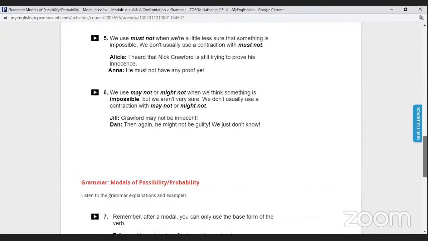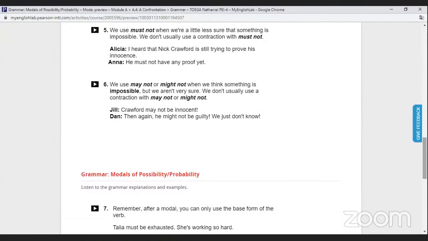Exactly. Yes. Number six, we use may not or might not when we think something is impossible. We are, but we aren't very sure. We don't usually use a contraction with may not or might not, right? Now the examples, please. Crawford may not be innocent. Then again, he might not be guilty. We just don't know. Okay, very good.